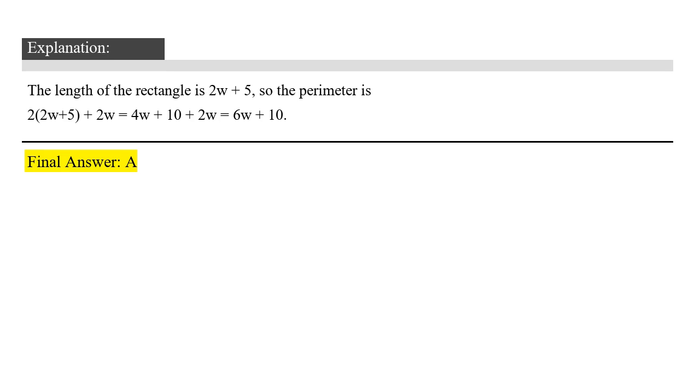The length of the rectangle is 2w + 5, so the perimeter is 2(2w + 5) + 2w, which is equal to 4w + 10 + 2w, which is equal to 6w + 10.